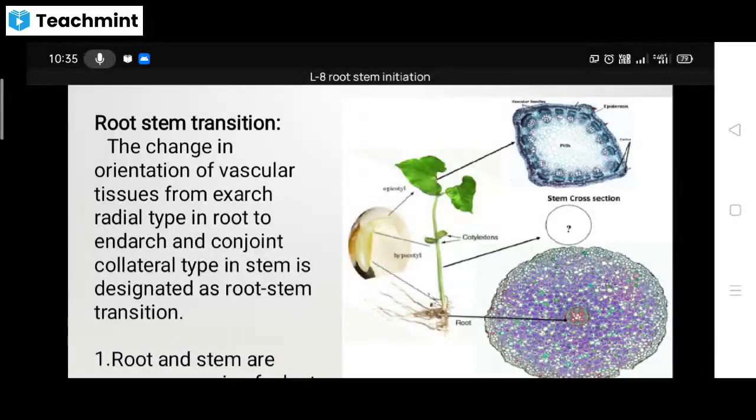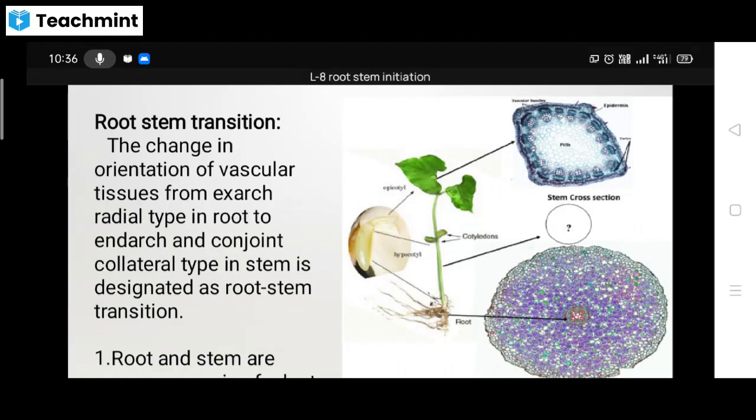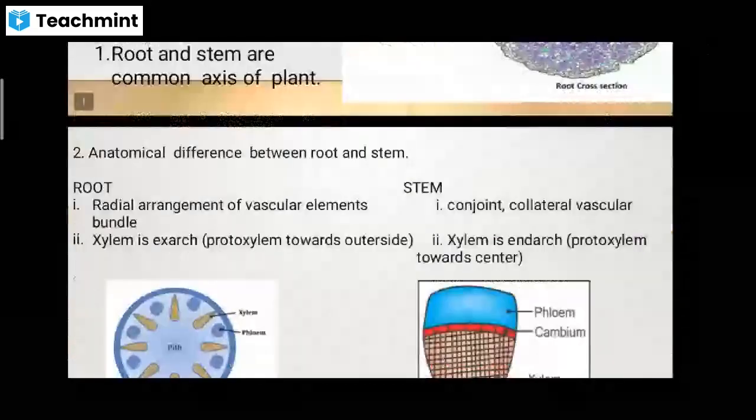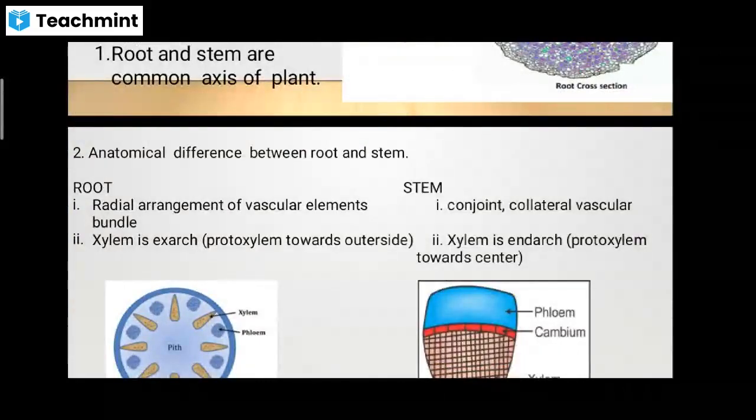Root stem transition means there is a change in the orientation of the vascular bundles. In the last lecture we discussed the difference between the root and stem. The main difference is the arrangement of the vascular elements. In roots there is a radial arrangement of vascular elements, and in stem there are conjoint collateral vascular bundles. There is also a difference in the xylem: in root there is exarch xylem, and in stem there is endarch xylem.